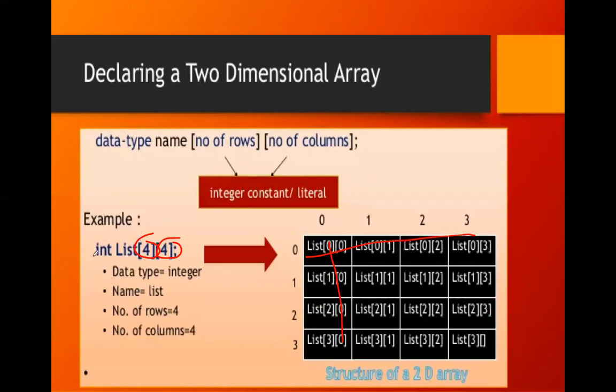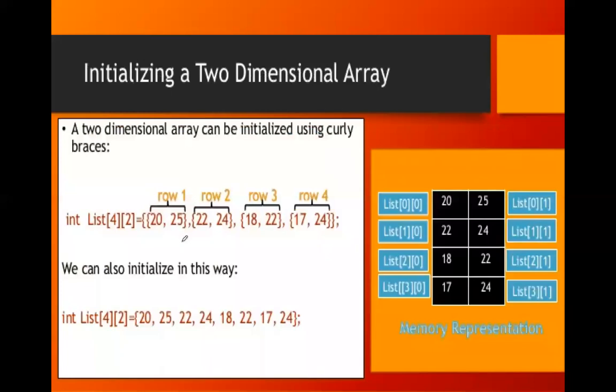So what is the data type here? Here the data type is integer because I declared int. And what is the name of the array? The array name is list. Here I have mentioned it, the list. Number of rows 4 and number of columns 4. So here the array will be declared like this.